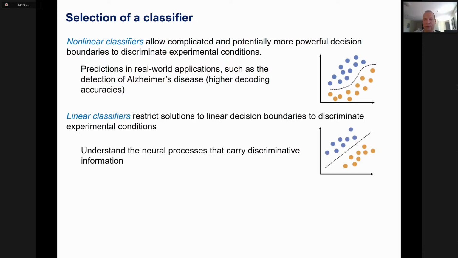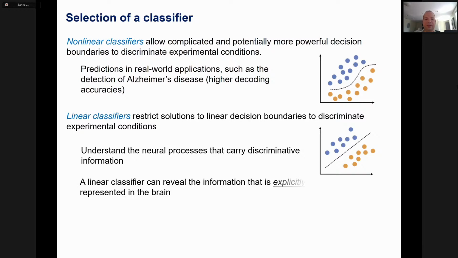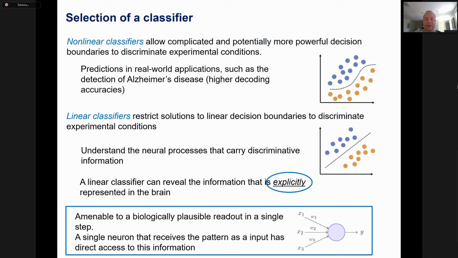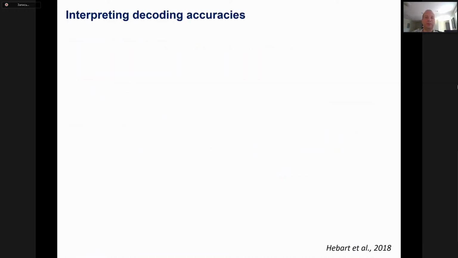But when it comes to trying to see what information is immediately accessible by the human brain, it is best to use linear classifiers, because in this case, the information is shown as it is explicitly represented by the brain, meaning that a single neuron at this stage, having this kind of information as input and applying a very basic linear classifier, should be able to extract this information directly. So this is why we used linear support vector machine classifiers before for this kind of task, where we want to study human brain processes.